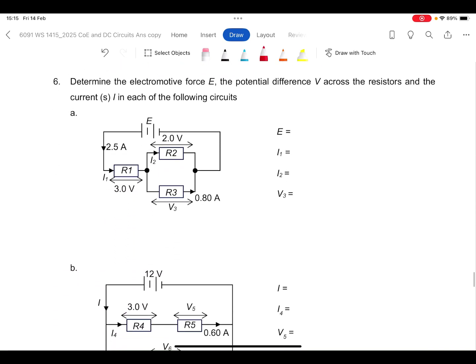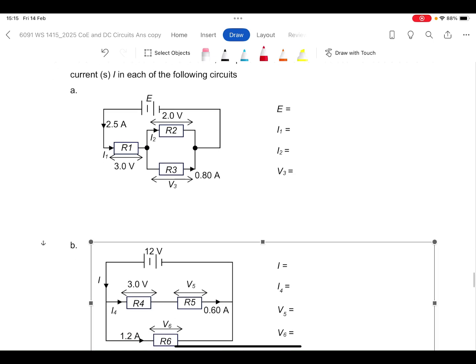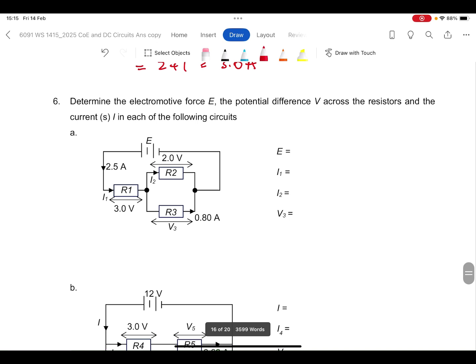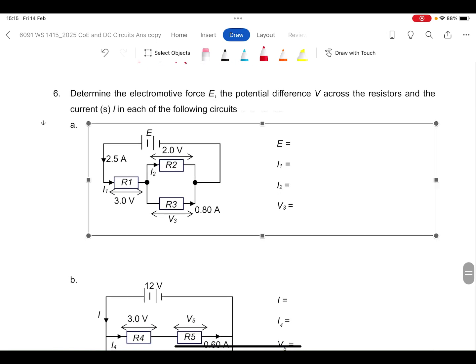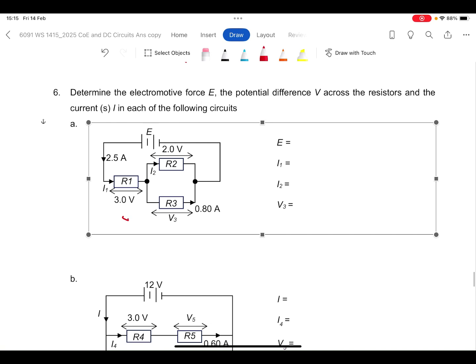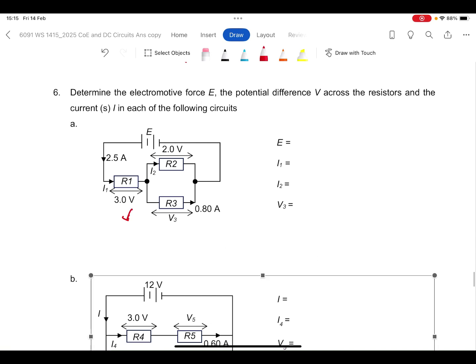Question 6. We have EMF, E, and potential difference V. Do we know the EMF? We know that the PD across here is 3 volts. I'm wondering why my pen cannot write. Let me try and highlight this one. So the potential difference across R1 is 3 volts.